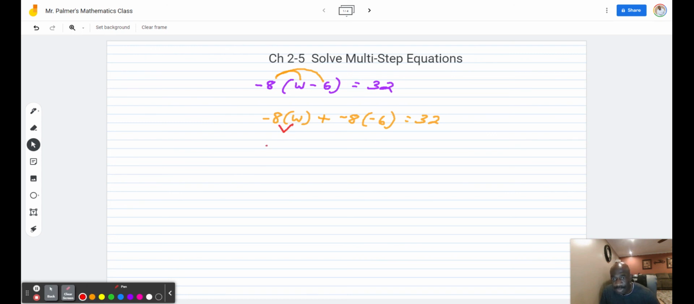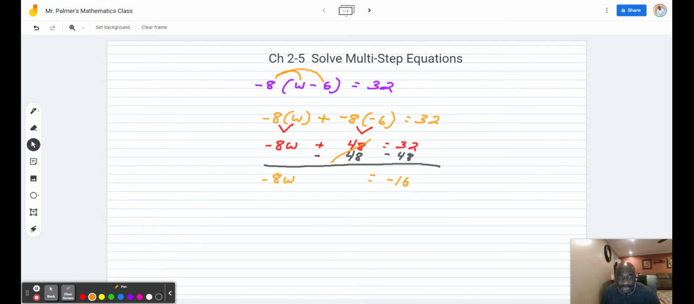What will this be here? That'll be a negative 8W without the parentheses. And let's get these two here. When we multiply, what do you get? 48. All right. So now what do we do? We are going to get the W alone by first moving the 48 out the way. Let's subtract 48 on both sides. And what we have here, negative 8W. They cancel. And I have more negatives than positives. So there's going to be a negative 16.